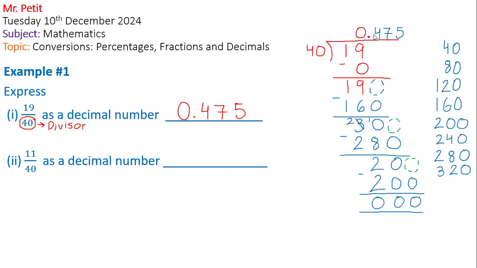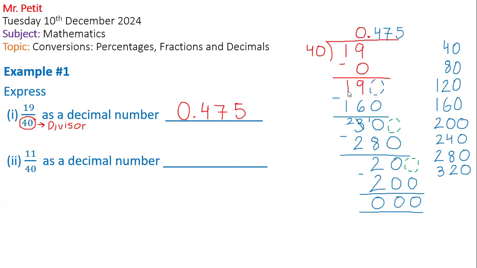Why did I put the decimal point? Ajani, why did I put the decimal point? What does the decimal point give me permission to do, Ajani? To put imaginary zero. Ajani, are you paying attention? No, clearly you're not paying attention because I'm asking you a very simple question. The decimal point gives me permission to add a what? A zero.